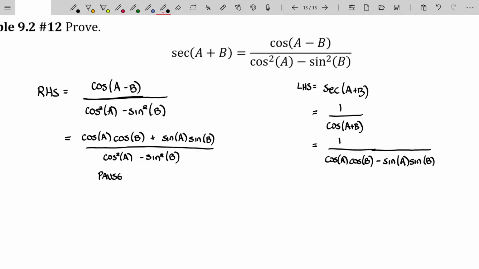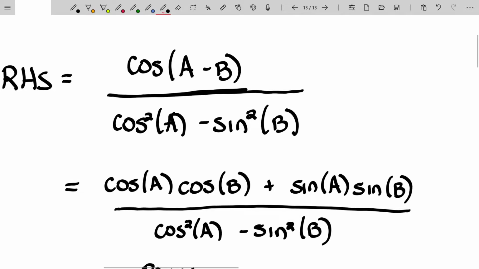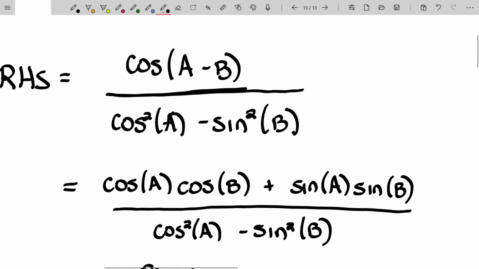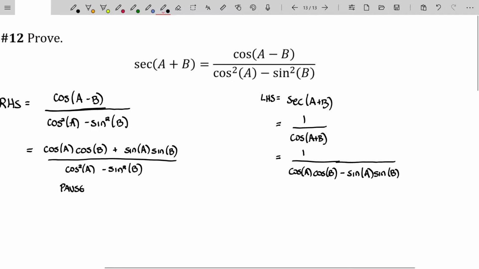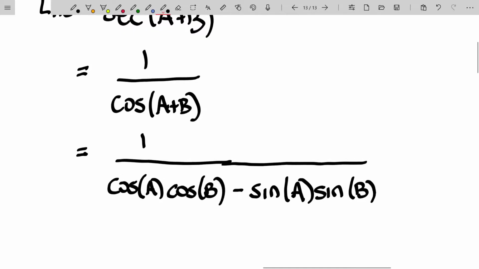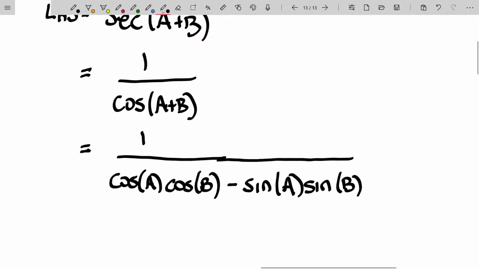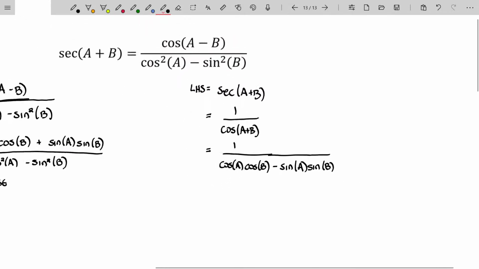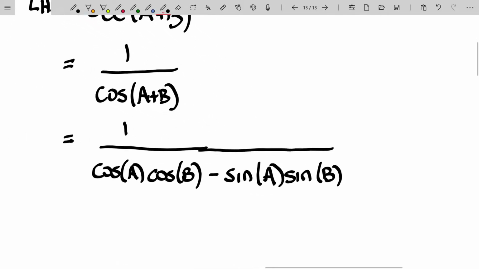Well, look at the differences between them. For example, the numerator in this right-hand side is cosine A, cosine B plus sine A, sine B. And notice this one doesn't have that. But you know what you can do? You can multiply numerator and denominator by cosine A, cosine B plus sine A, sine B to force that numerator to look like the numerator on the right-hand side.